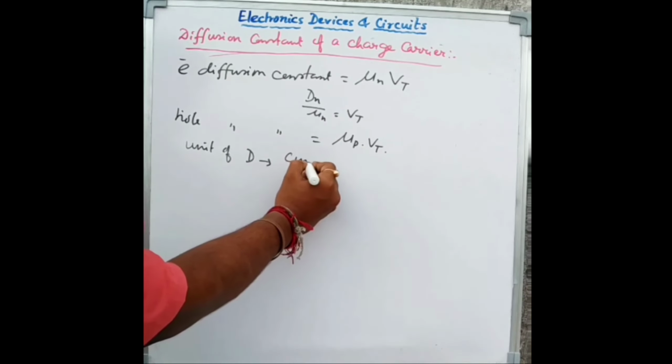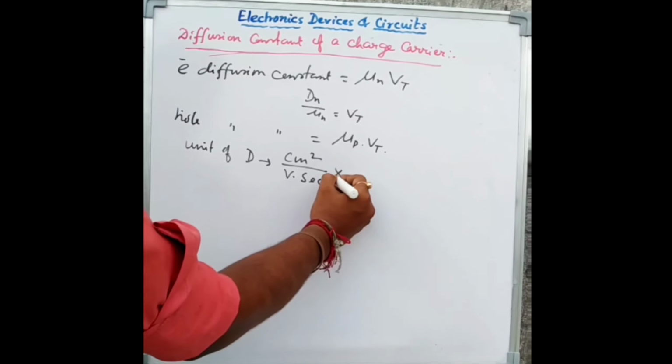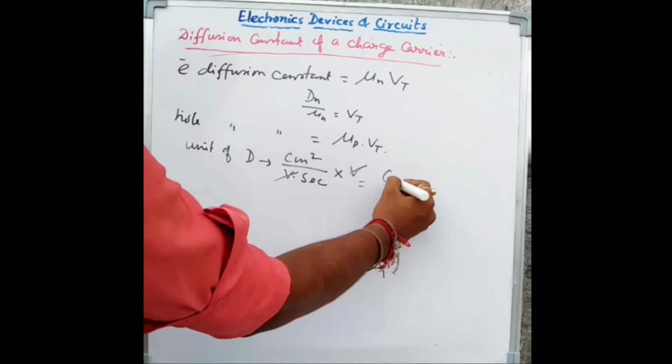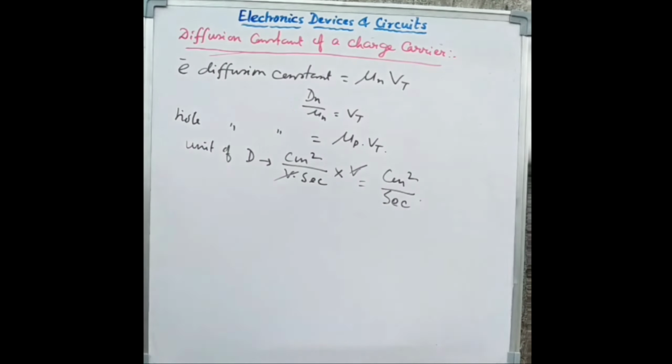For the unit of D, it is μ into Vt. We know the unit of μ is centimeter square per volt second, multiplied with Vt. Vt means only volt, so volt cancels. So centimeter square per second is the unit of diffusion constant. Diffusion constant is the material constant which is related with the property of diffusion.